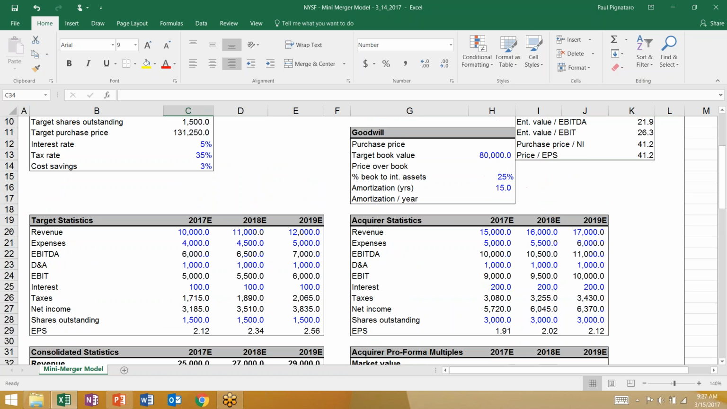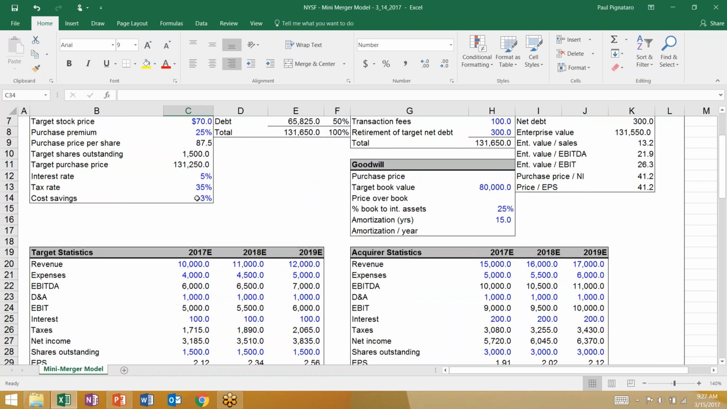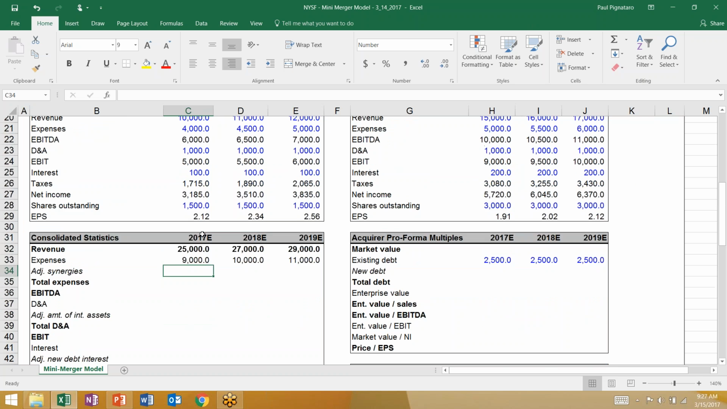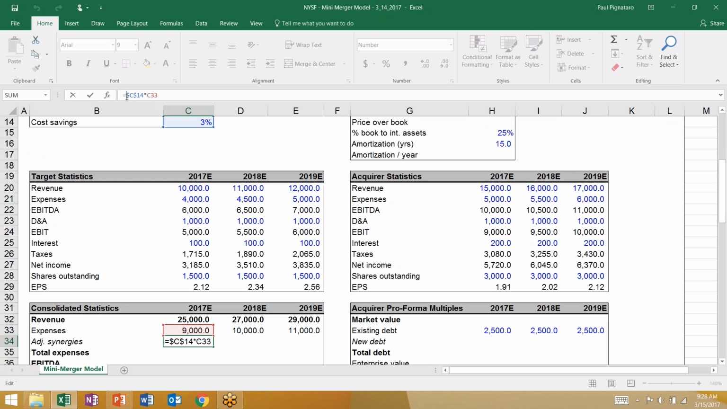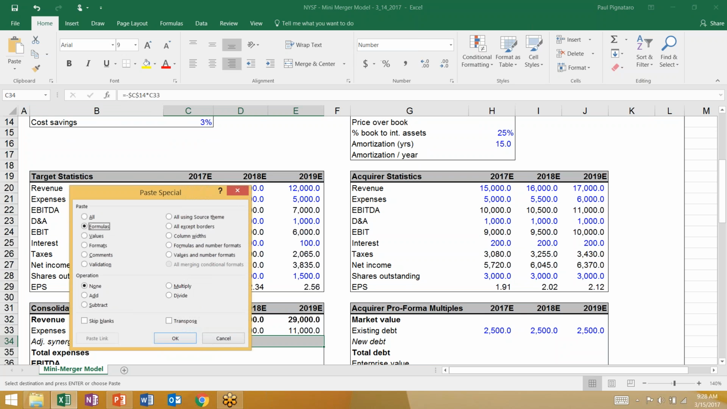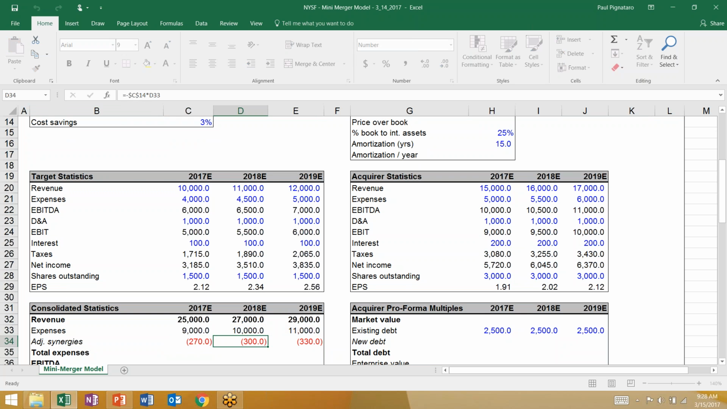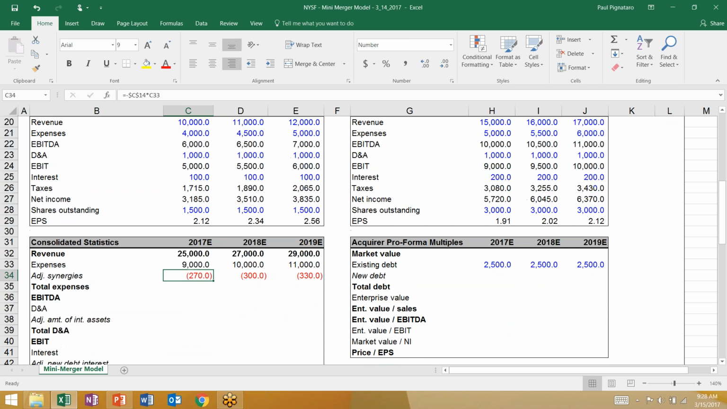Now we have synergies. Notice here the synergies is 3% of total operating expenses. So I'm going to take this 3%, anchor it and multiply it by total expenses. And I'm going to make this a negative because it's really going to offset the expenses. Where every expense on this income statement is listed as a positive, the synergies is going to be a negative to illustrate it's actually going to increase EBIT as opposed to reducing EBIT.